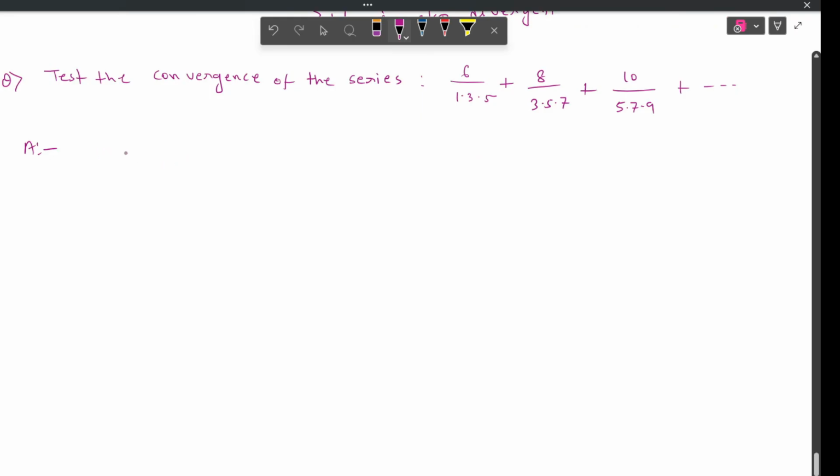Let us say Un denotes the nth term of the given series. So what will be the nth term of this series? See, we can write it as 2n plus 4 by 2n minus 1 into 2n plus 1 into 2n plus 3. This is the critical thing. In the exam, you just have to find out the nth term. Only then it will be very easy. See, if you put 1 here, 2 plus 4 is 6. This will be 2 minus 1 is 1, this is 2 plus 1 is 3, and this is 2 plus 3 is 5. If you put 2, you will get the next term. So our nth term would be this.